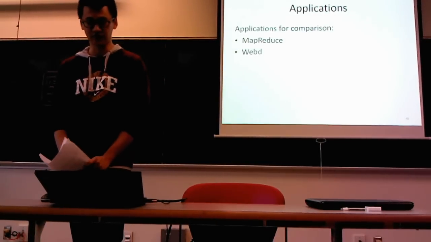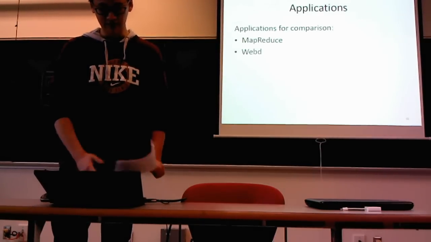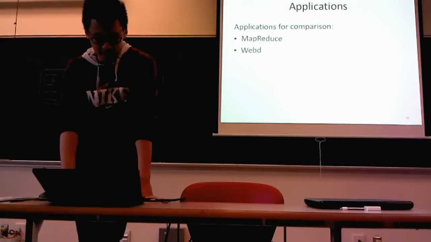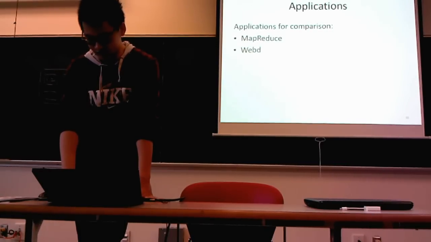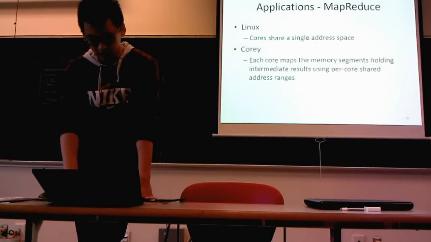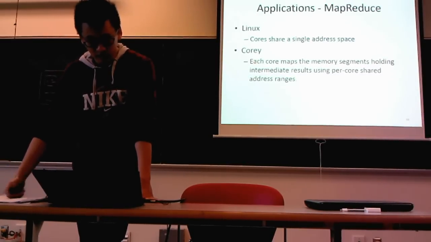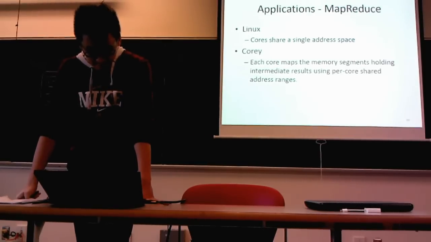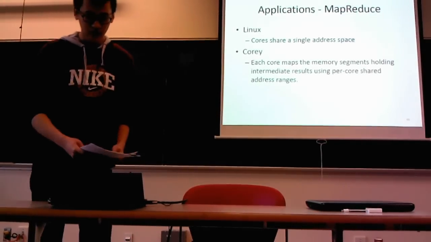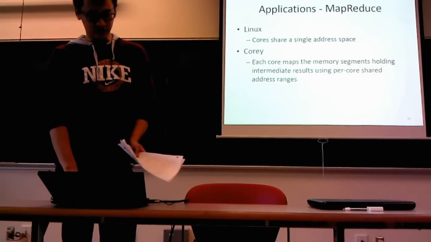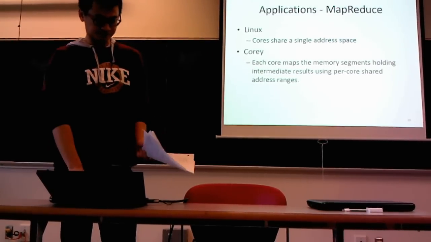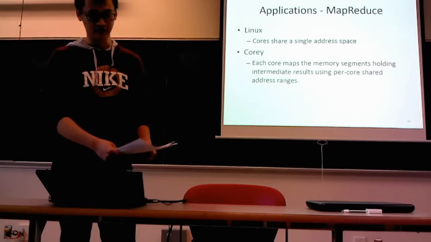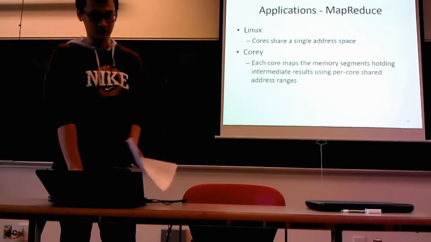Okay, so here are the applications. As Aaron has already mentioned, we can use these two applications to demonstrate the performance improvement of Cori. First is MapReduce. What Linux does is cores share a single address space, and what Cori does is each core maps the memory segments holding intermediate results using per-core shared address ranges.